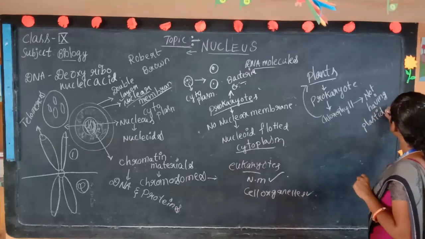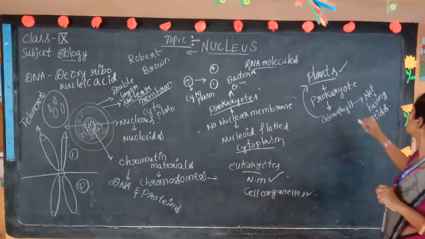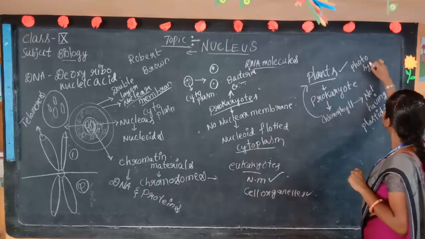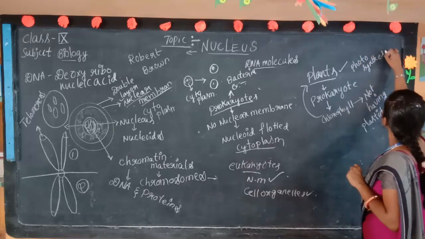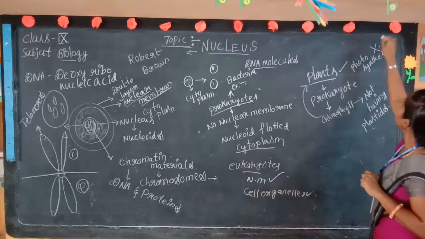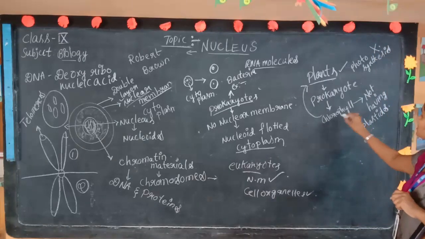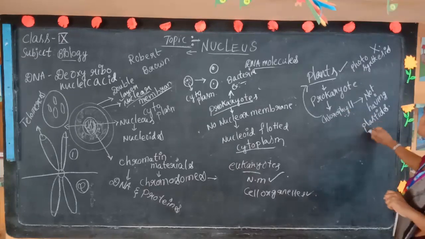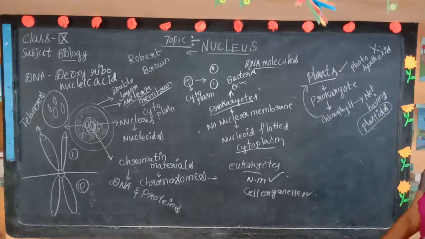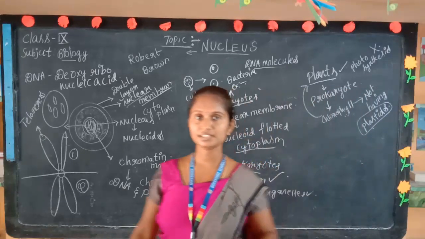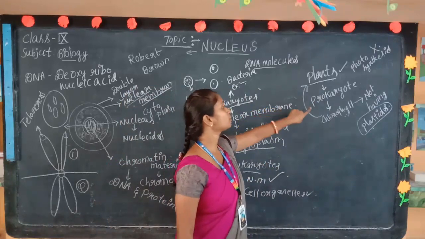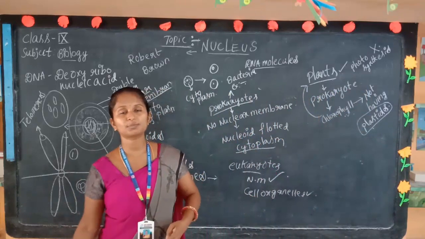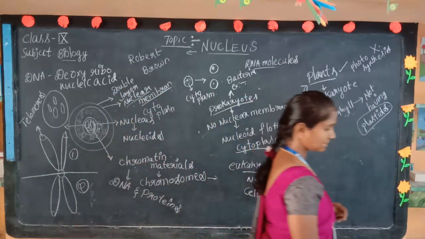That's why prokaryotic plants cannot perform photosynthesis. Why? Because the chlorophyll is there, but it does not have the plastids. Only plastids are capable of trapping solar energy. That's why prokaryotic plants cannot perform photosynthesis. How can eukaryotic plants perform photosynthesis?